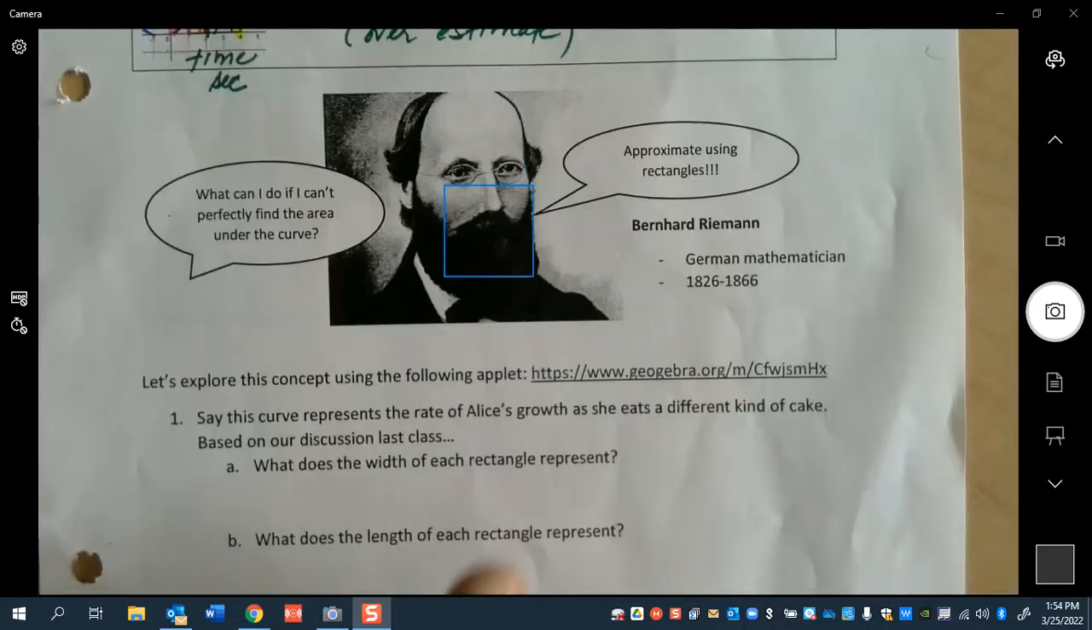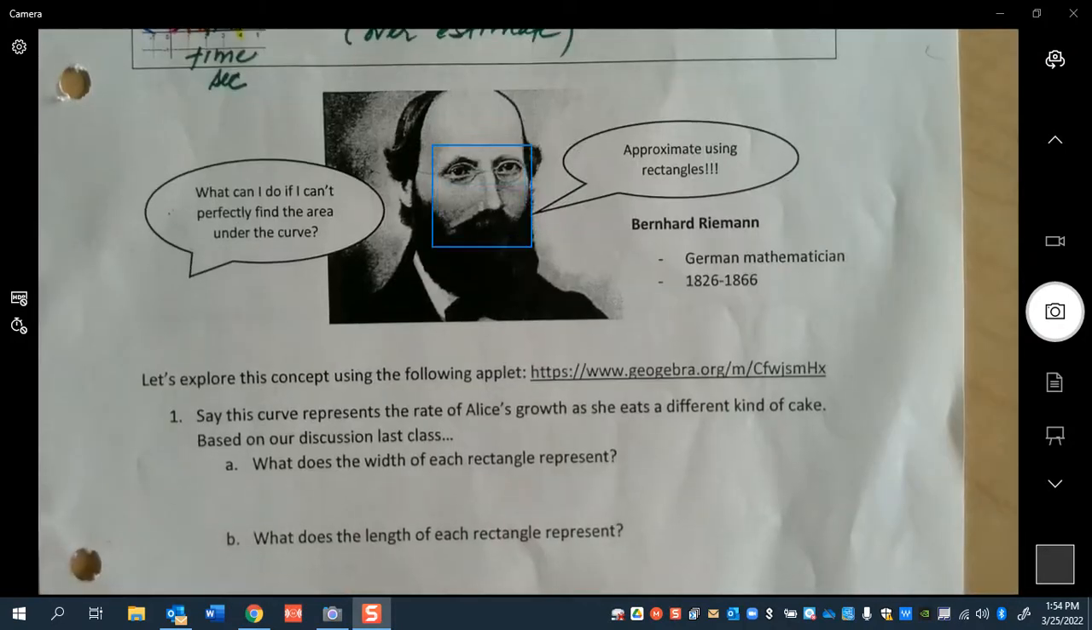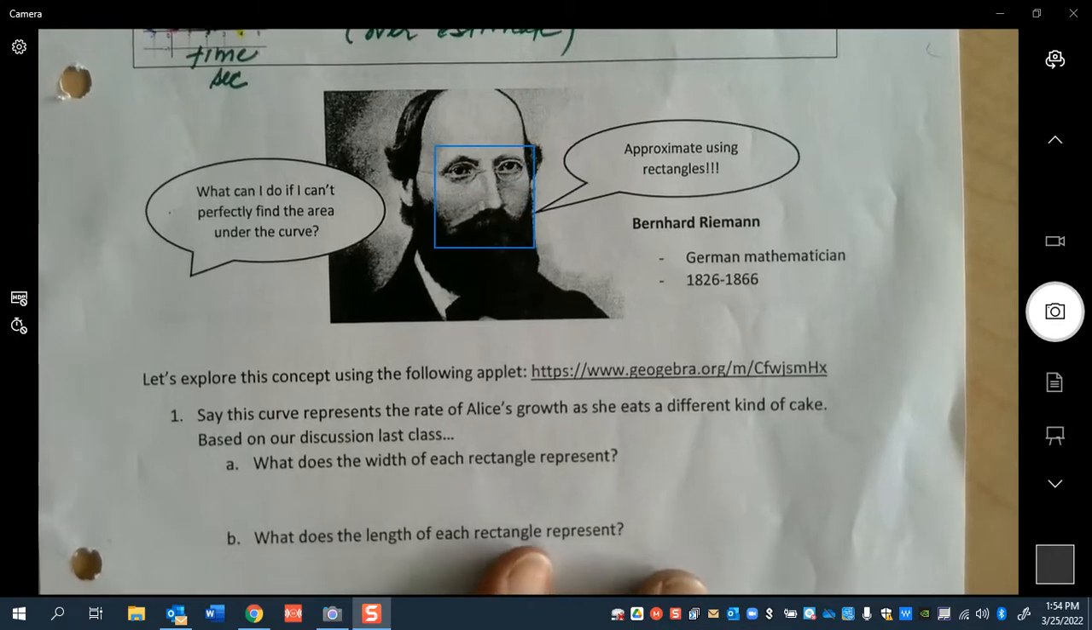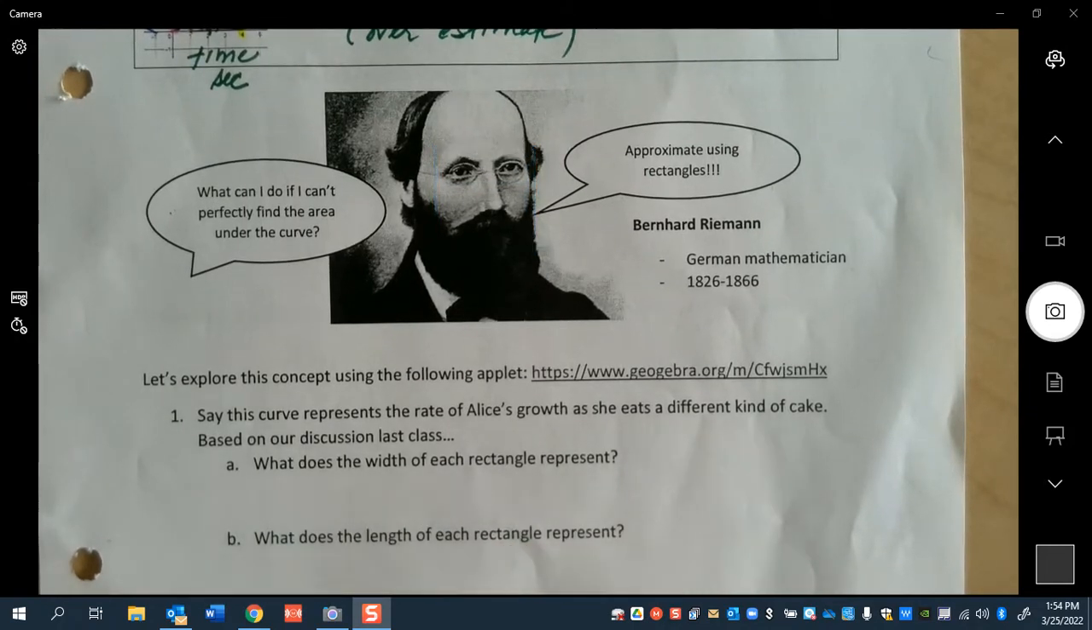Okay, here's this guy named Bernard Riemann. What do I do if I can't perfectly find the area under the curve? He was the one that came up with just use rectangles to approximate the area and get as close as you can.